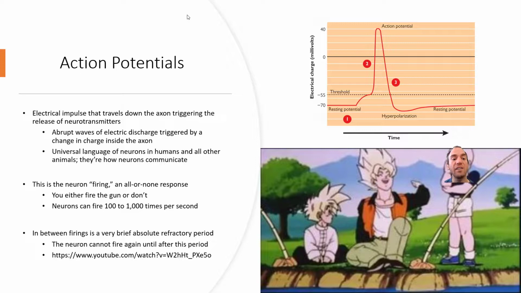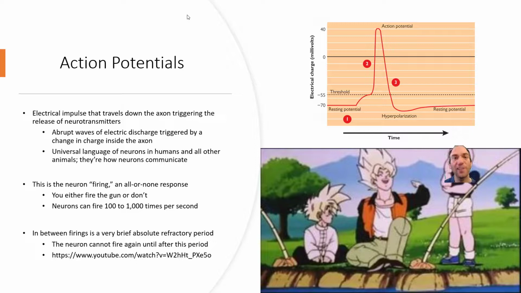It is an electrical impulse that travels down the axon, triggering the release of neurotransmitters. Abrupt waves of electric discharge triggered by a change in the charge inside the axon. This is the universal language of neurons in humans and all other animals. They're how neurons communicate. This is the neuron firing. That is what it means when people say a neuron is firing. It's referring to this electrical communication in neurons. It's an all or nothing response.